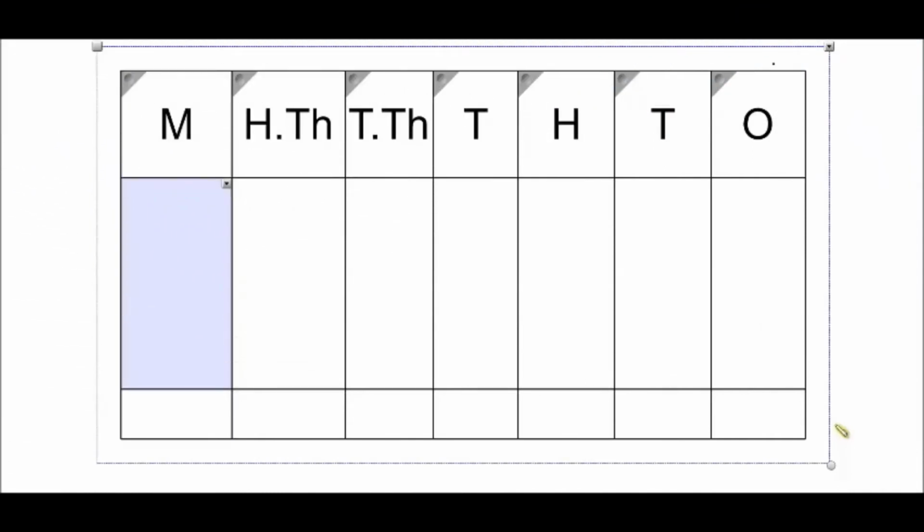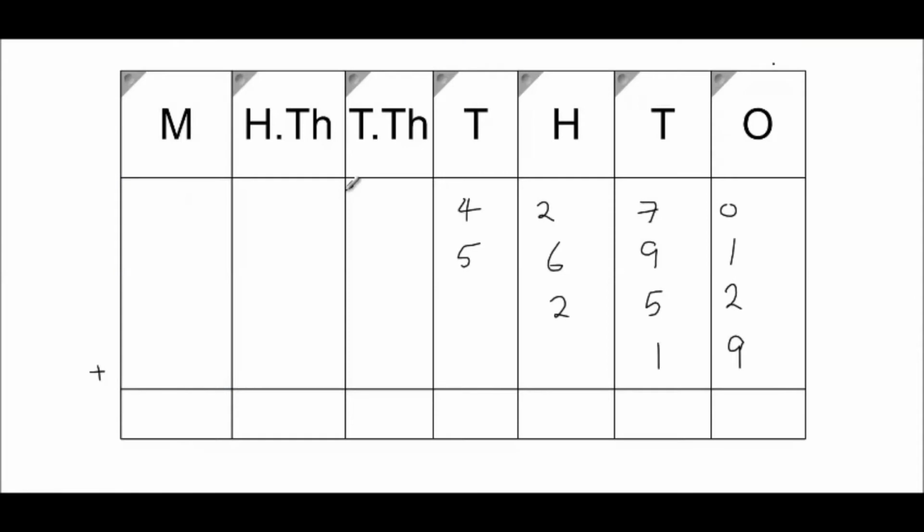Question 2 says, what is 4,270 plus 5,691 plus 252 and 19? So let's put these into our table as we have them here. We have put our numbers into our table, and let's add. 9 and 2 would be 11, and 1, 12. We will put down our 2 and we will carry 1.